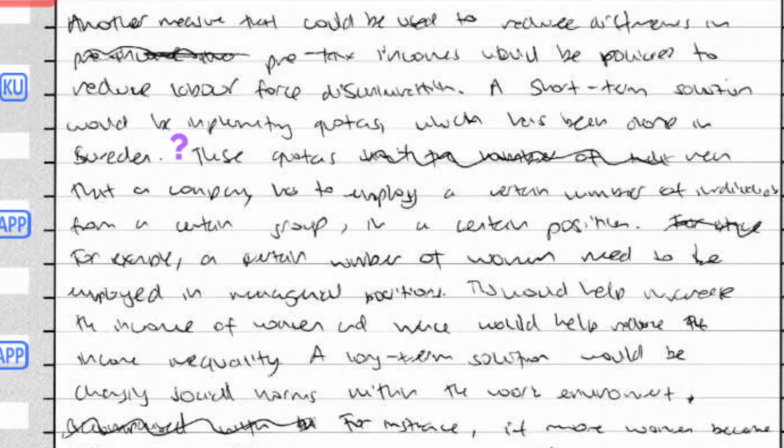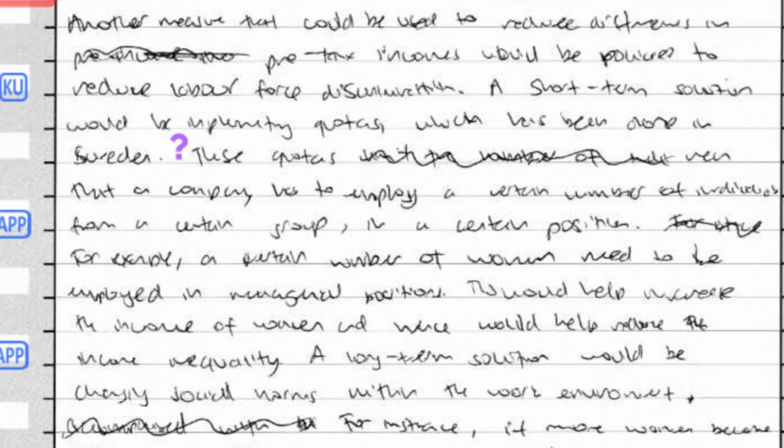Another measure that could be used to reduce differences in pre-tax incomes would be policies to reduce labour force discrimination. A short-term solution would be implementing quotas, which has been done in Sweden. These quotas mean that a company has to employ a certain number of individuals from a certain group in a certain position. For example, a certain number of women need to be employed in managerial positions. This would help increase the income of women and hence help reduce income inequality.